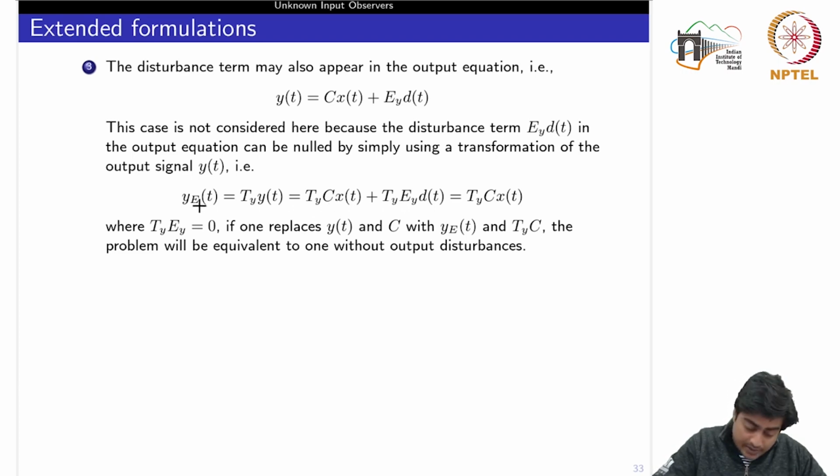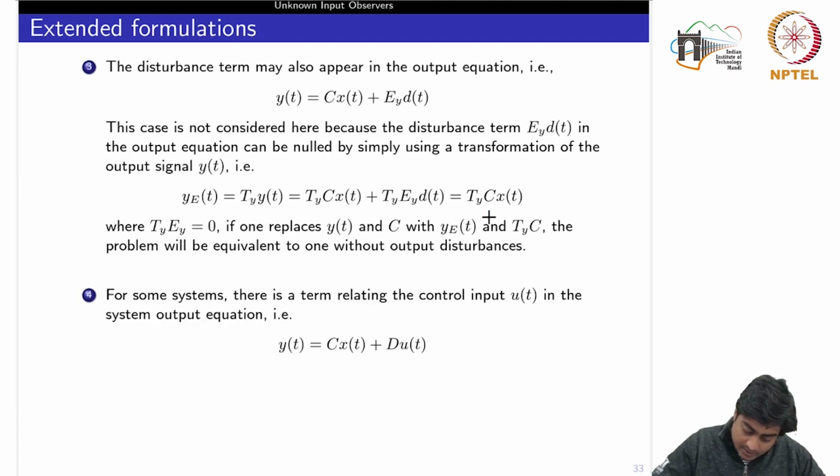So instead of taking y as an output variable, I am now taking y_e, which is equal to T_y C x(t), and this would become my new C matrix, let's say C tilde.